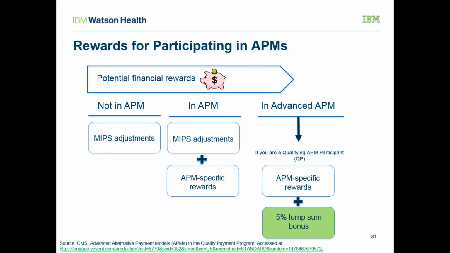So then in the advanced APM model, if you turn out to be a qualified participant, a QP, and of course, you know CMS loves their acronyms, so lots of acronyms in this regulation, you get your APM-specific rewards, so you share in your savings, your upside risk as long as you're performing well, but you also get a 5% lump sum bonus. So that's important to remember when you take a look at these components in these programs and understand for your organization and for the physicians that are reporting what that means to you. So next slide, please.